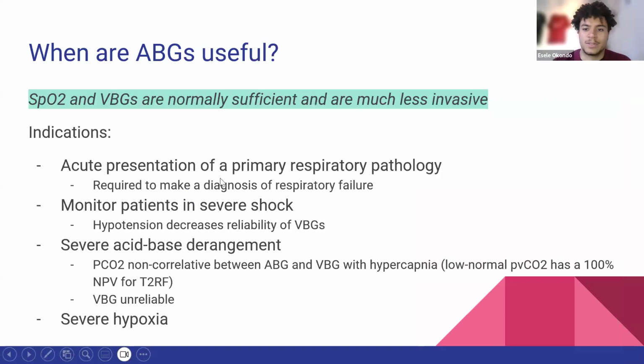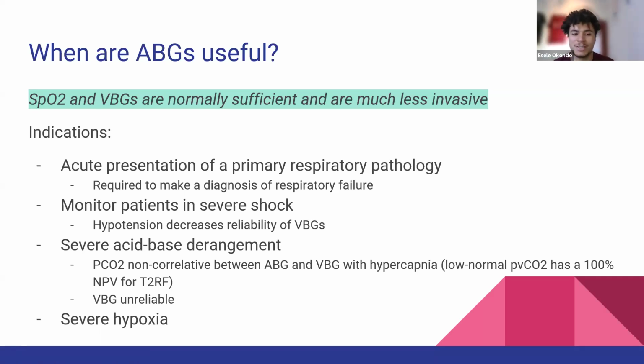So on the slide, in terms of when an ABG is useful, it's a good point to mention that you don't always need an ABG. A VBG is much less invasive. ABGs are really painful. I imagine you've done them in skills lab by now. In an emergency situation, ABGs are really important and are required to make that diagnosis of respiratory failure. But VBGs are usually okay in non-emergency situations.